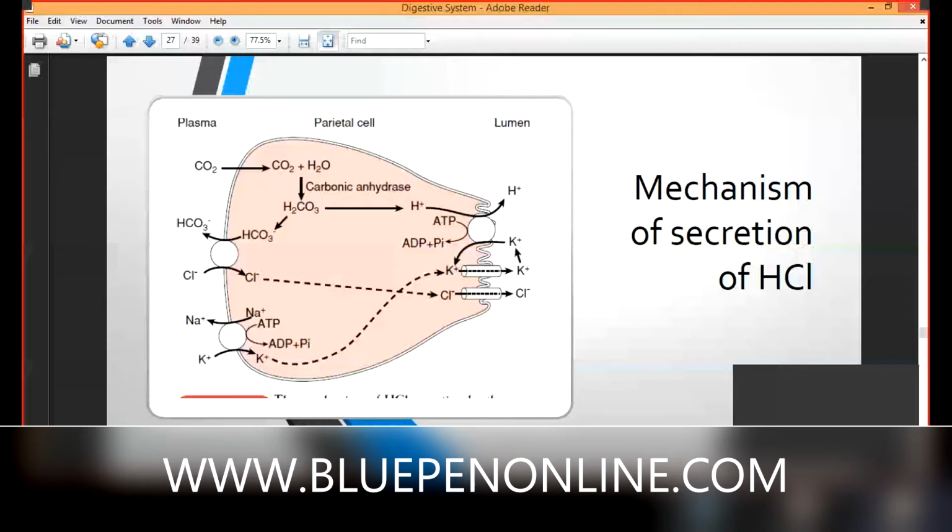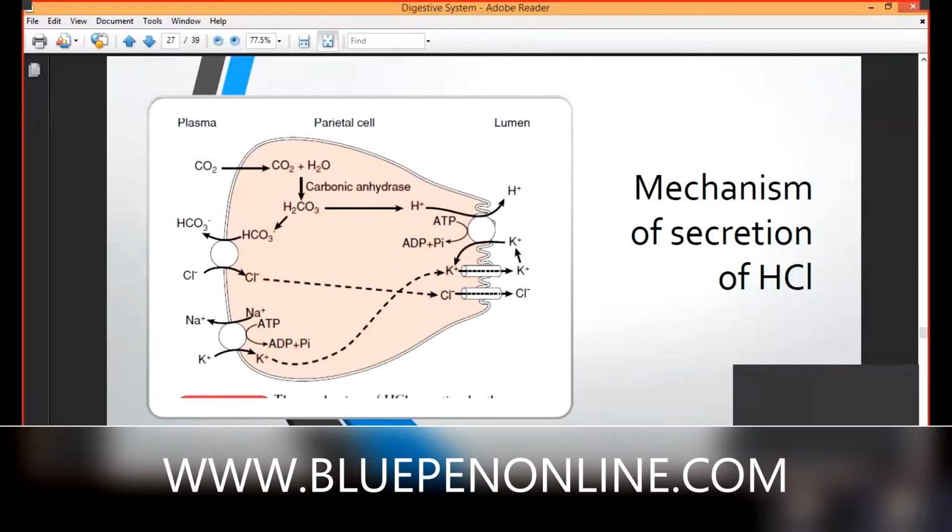Then the water splits into H plus and OH minus ions. This H plus ion is secreted into the lumen in exchange of the potassium ions, using ATP, H plus K plus ATPase. So H plus and Cl minus ions are now in the lumen. You can see this in the diagram, H plus and the Cl minus ions. Yes, ma'am, I can see.